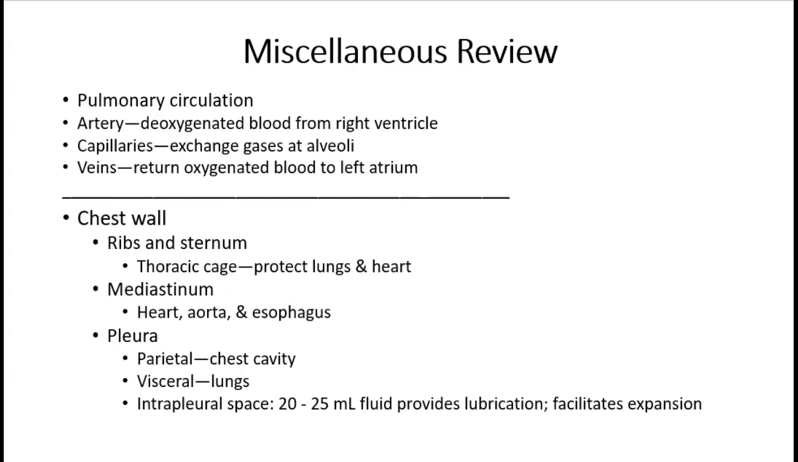So as we continue down in the bifurcation of the lungs, a reminder about pulmonary circulation, about the arteries and the capillaries. What's involved in the chest cavity? So we have our parietal pleura, our visceral pleura, and then in between those, there's that pleural fluid, which provides lubrication and kind of prevents friction and allows expansion.